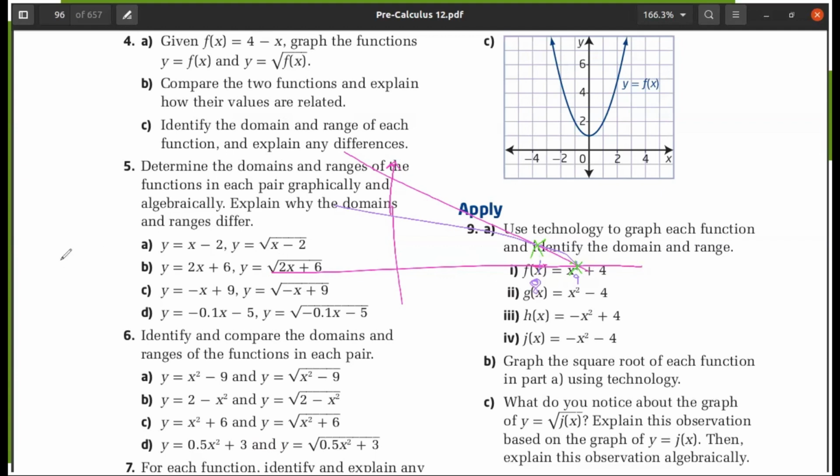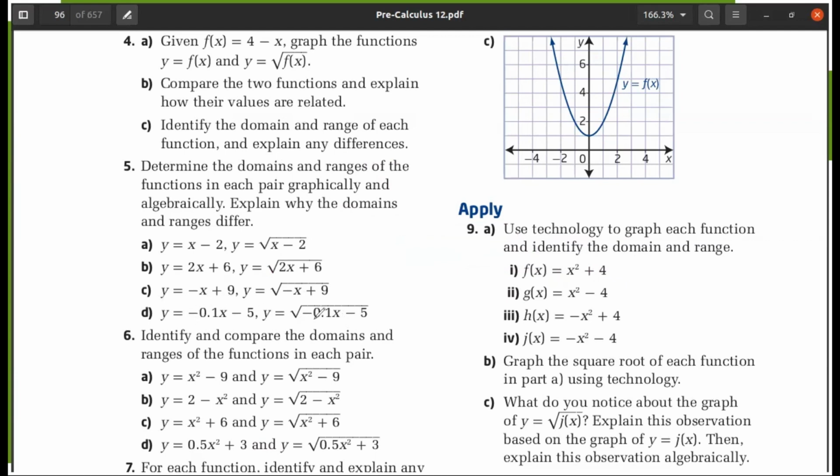Any doubt? No. Yeah, we can do question D. Question D, same. The same, like graphically, algebraically, and invariant points for the domain and range. Okay.